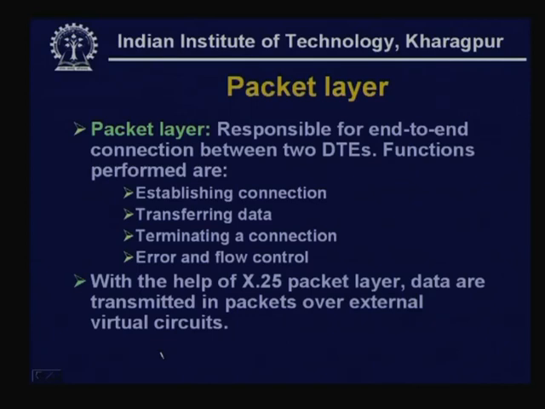Then the third layer is responsible for the end-to-end connection between two DTEs, and the functions performed are establishing a connection, transferring data, and terminating a connection. It also performs error and flow control, which is important in the context of DTEs. With the help of the X.25 packet layer, data is transmitted in packets over external virtual circuits. We have discussed different types of virtual circuits. Here external virtual circuits are used to perform data communication using the X.25 network.